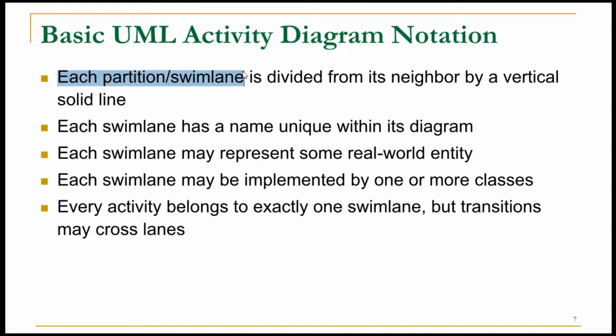Each partition, or swim lane, is divided from its neighbor partition by a vertical solid line. Each swim lane has a name which is unique within the diagram, and each swim lane can represent some real-world entity. Each swim lane may be implemented by one or more classes. Every activity belongs to exactly one swim lane, but transitions may cross the lanes. So if an activity finishes in one swim lane, it might start another activity in another swim lane.